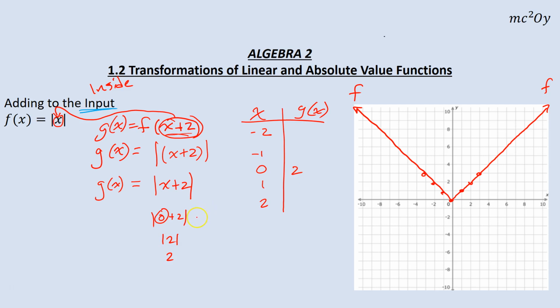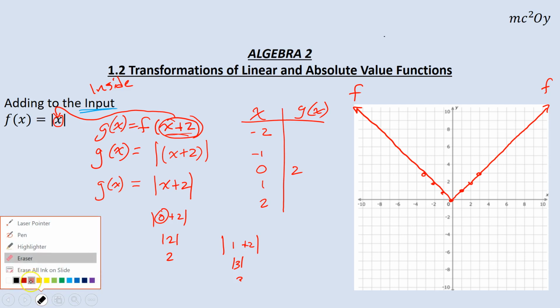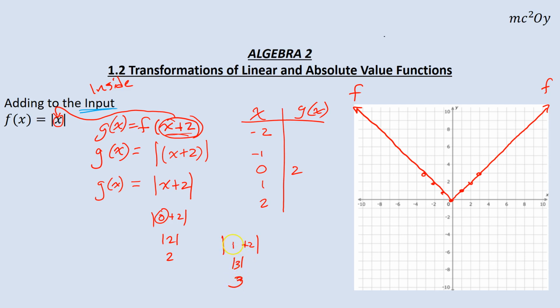Let's go ahead and try a different input here. So we'll put 1 in this time. 1 plus 2 is 3. Absolute value of 3 is 3. Okay, an input of 1 gives us an output of 3. And an input of 2 gives us an output of 4.